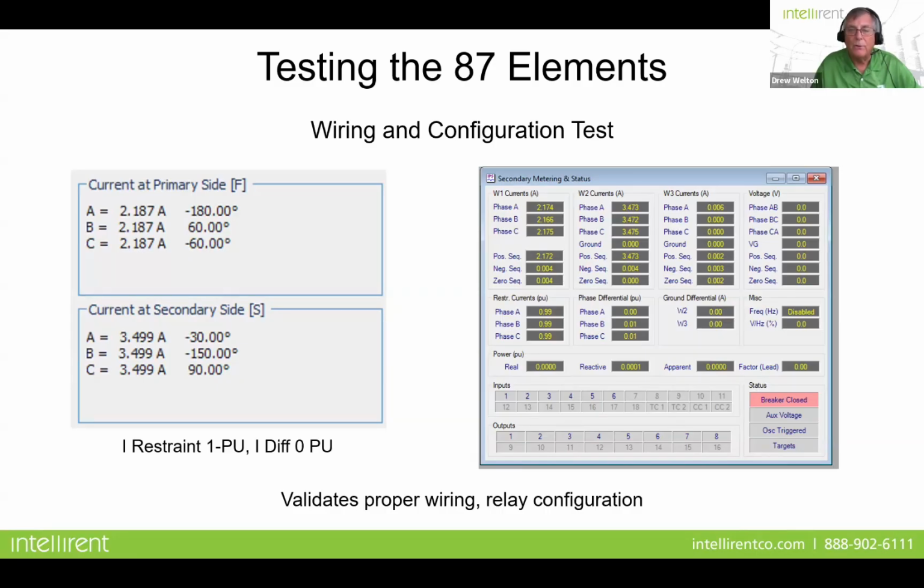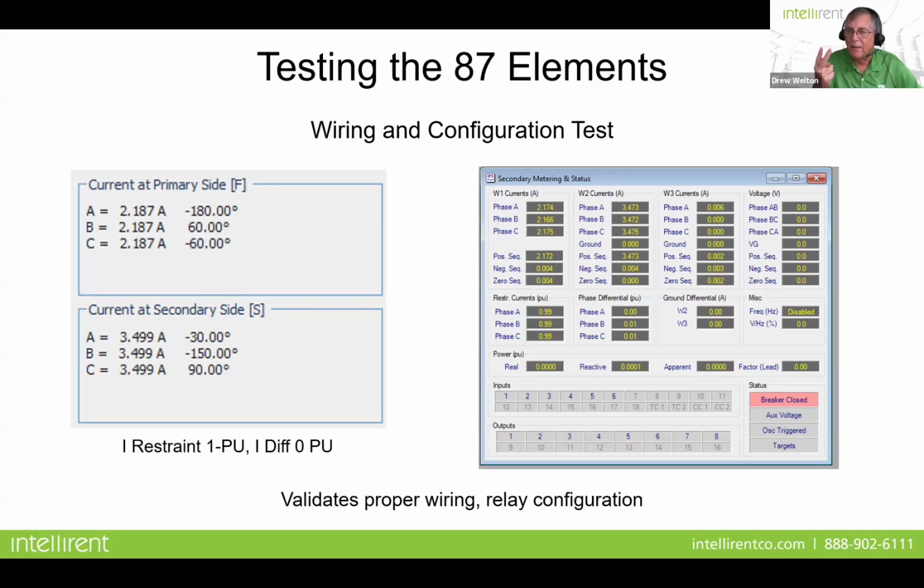You're going to make sure you have all positive sequence values on both sides of the transformer. If you have any negative sequence, that means that you have something wired incorrectly. So two things can happen: the relay's not configured the way you apply the test, or the wiring to the relay is incorrect.